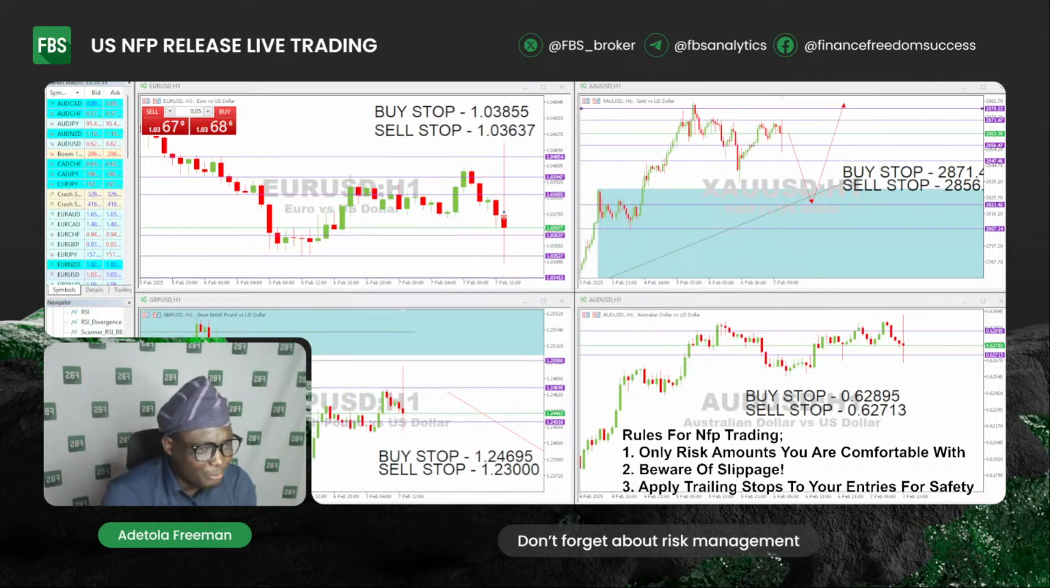If you are in any of these trades, your stop loss from your trailing stop should have already closed you out in profit. So if you are asking me whether to close your EU buy, it means you didn't use a trailing stop, which of course is directly opposite the instruction I gave, which is still on your screen. Rule number 3 says apply trailing stops to your entries.